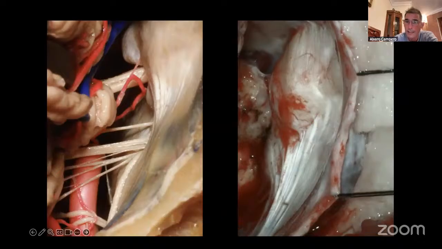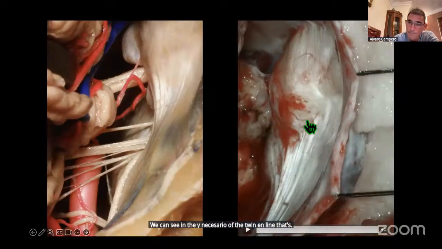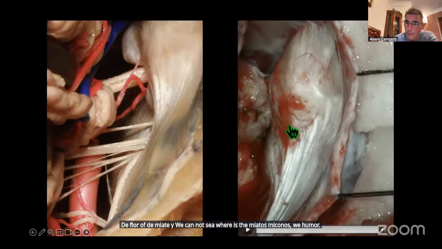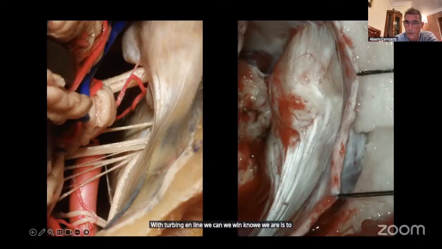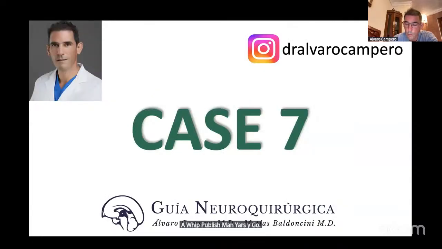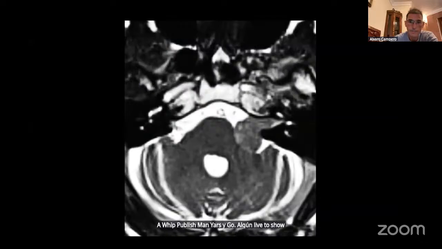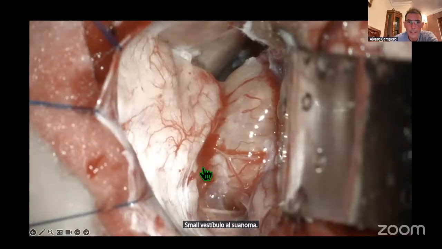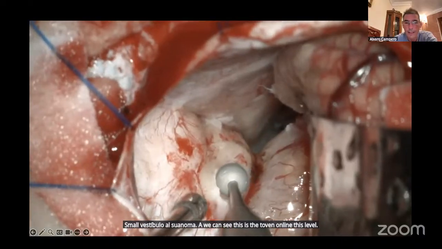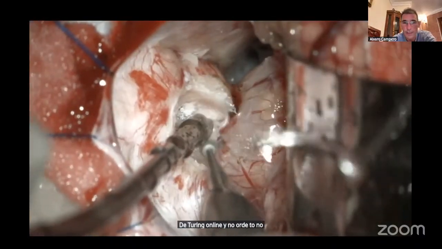So we know that the level of the tubing line is the floor of the meatus. If we cannot see where the meatus is because we have a tumor, with this tubing line we know where to start our drilling. We published this many years ago, and I would like to show some cases. This is a small vestibular schwannoma, and we can see the tubing line at this level. We use the tubing line in order to know where to start our drilling.